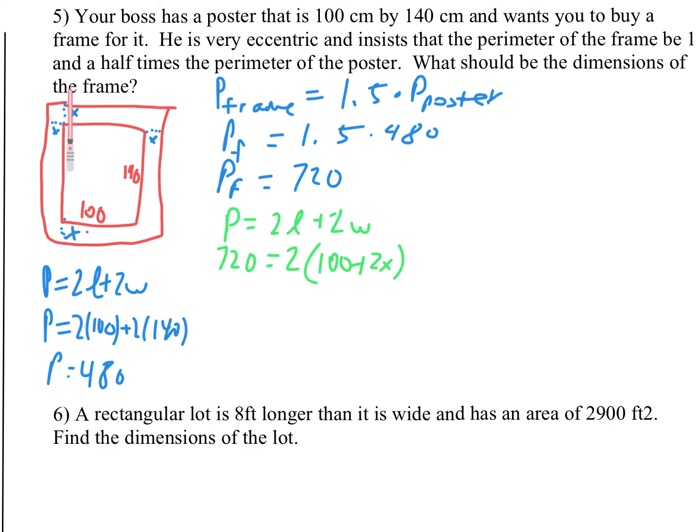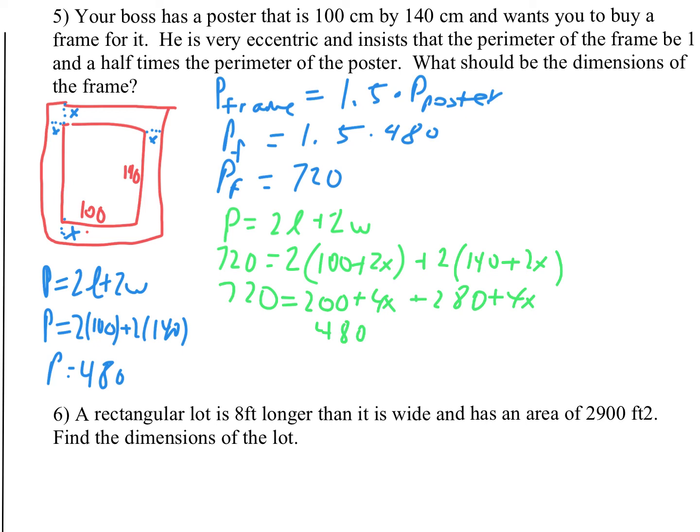And that's the same thing going the other direction. So this red line in the middle is 140, but there's also another x down there and another x down there. And so the width of the poster is 140 plus 2x. All right, so now I just need to solve this for x. I would go ahead and distribute the 2's in there. So 200 plus 4x plus 280 plus 4x. All right, I would combine like terms, so 480 plus 8x equals 720, minus the 480 over.